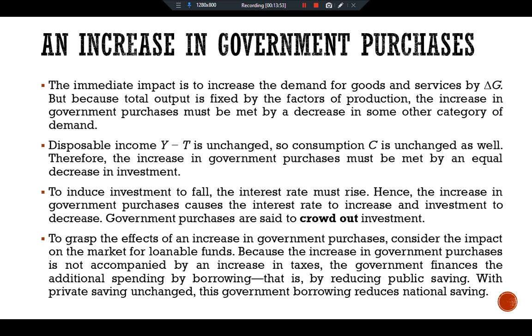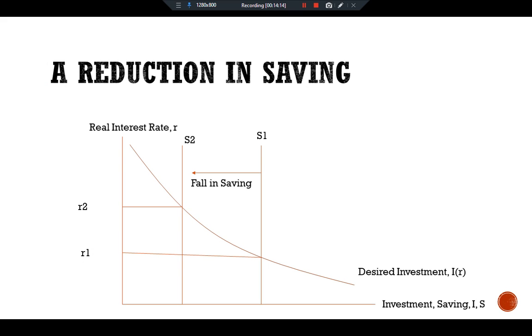Okay, for the detailed explanation, let's see a graphical presentation of how government purchases, the government saving, affects the investment of an economy. A reduction in national saving is represented by a leftward shift. We can see that a reduction in saving is a leftward shift in the supply of loanable funds available for investment.